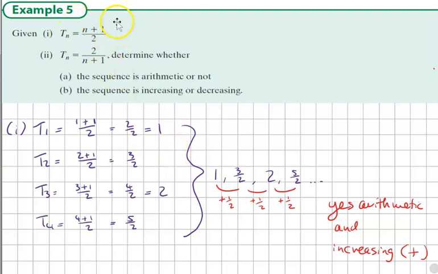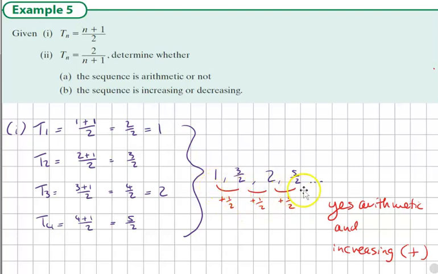So I'm just going to take Tn, which is (n plus 1) over 2. I'm just focusing on part 1 for the moment, so ignore part 2 for now. And I'm going to work out the first 4 terms. So I'm going to swap that n for 1, 2, 3, and 4, which will end up giving me term 1, term 2, term 3, and term 4. So we end up getting 1, 3 over 2, 2, and 5 over 2. So I have 1, 3 over 2, 2, 5 over 2, dot, dot, dot.